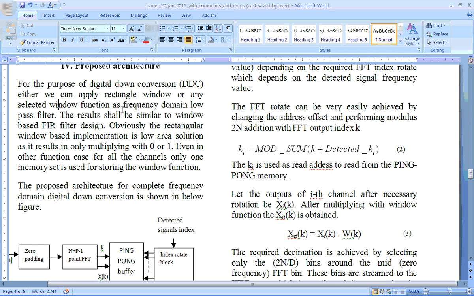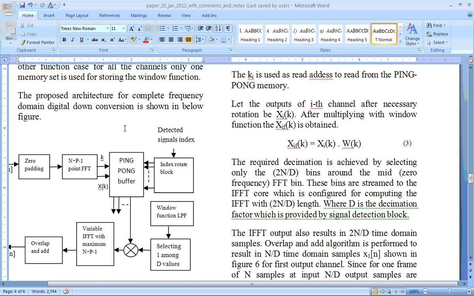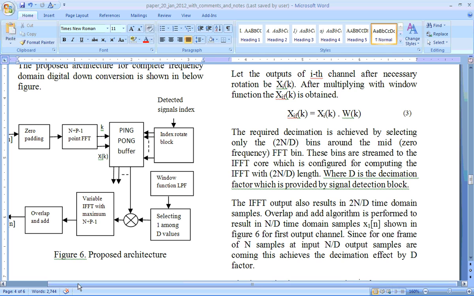Obviously, the rectangular window based implementation is a low area solution, as it results in only multiplying with 0 or 1. Even in other window function cases, for all the channels, only one memory set is used for storing the window function. That is important. Let's say you are talking about not a rectangular window, I'll use a Hamming window. We will not store the Hamming window multiple times. Only one Hamming window. In whichever frequency bin wherever signal is there, we use it for multiplication. Okay. So this is what our FPGA architecture is.